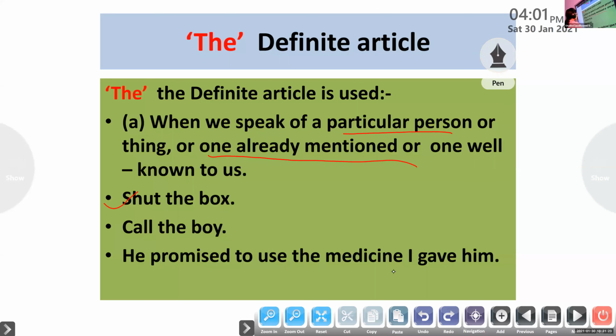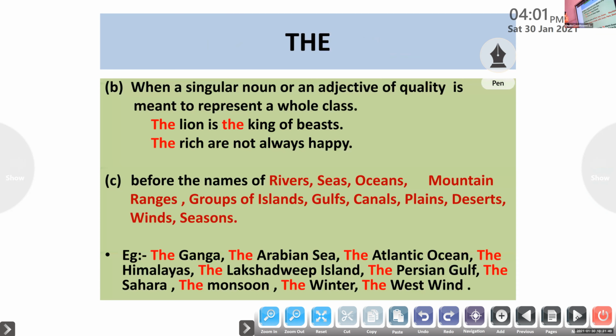So look at the example: she promised to use the medicine, because it is already known, already there in the hands of Anandita. I have already given paracetamol, so only that particular paracetamol she can use, because it was already given to her. Am I clear? In such cases, to point out some particular thing or person, you can use "the".